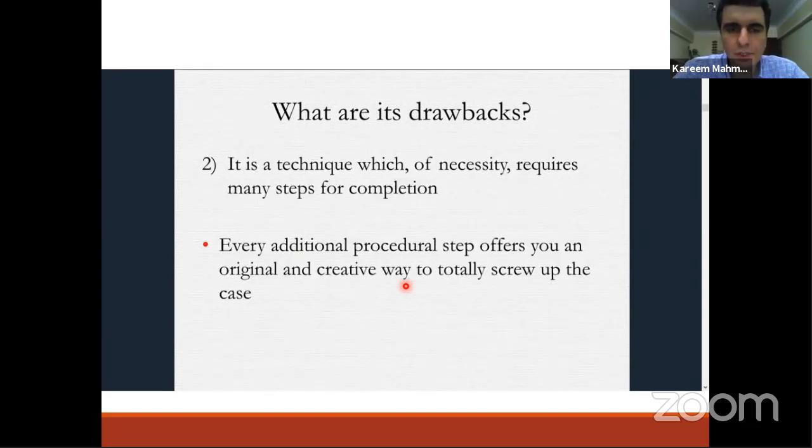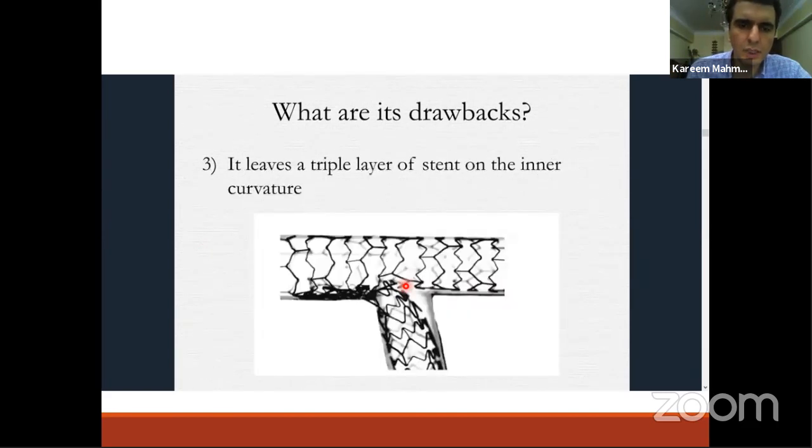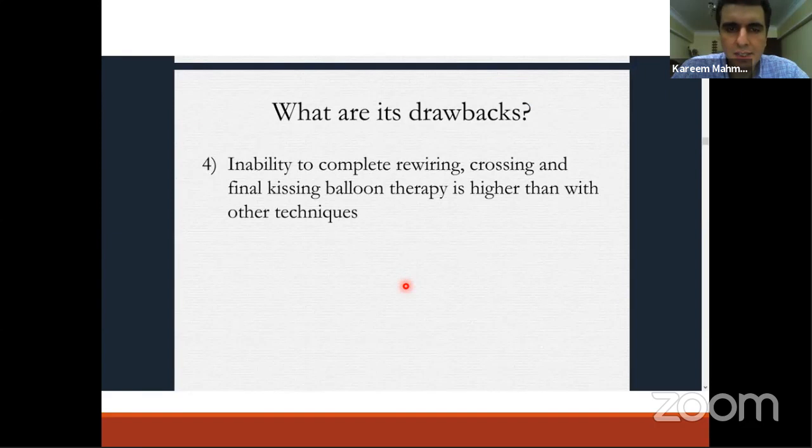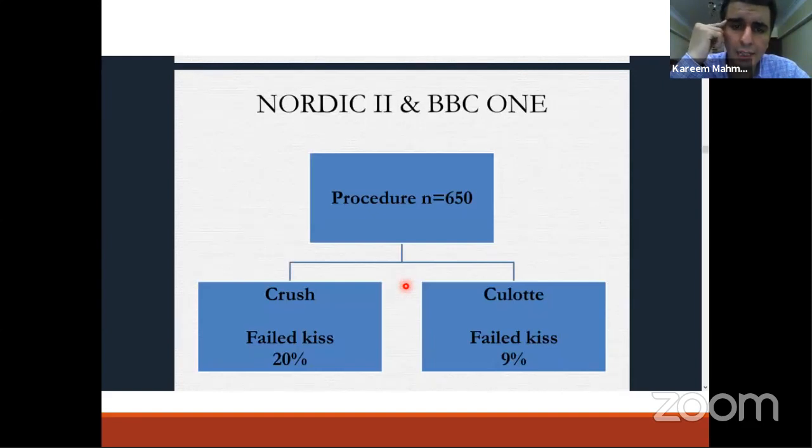Second, this involves many steps, and if you fail any of these steps, you might fail the whole procedure and might not achieve the best result achieved in the clinical trial, so it needs an experienced operator. The third point is the triple layer that you achieve in the DK crush. The fourth point is achieving the final kissing balloon inflation. Here is a report from the Nordic 2 and the BBC 1 trials that showed that the crush technique had a failed kissing inflation in 20% of cases in comparison with the culotte, which had a failed kissing of 9%.